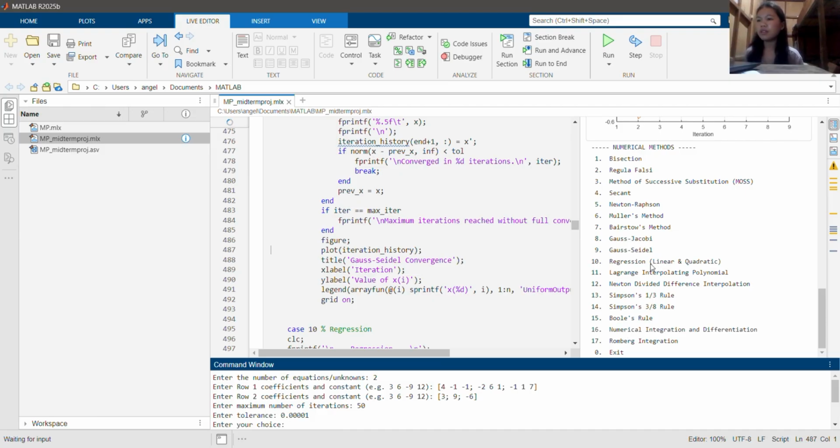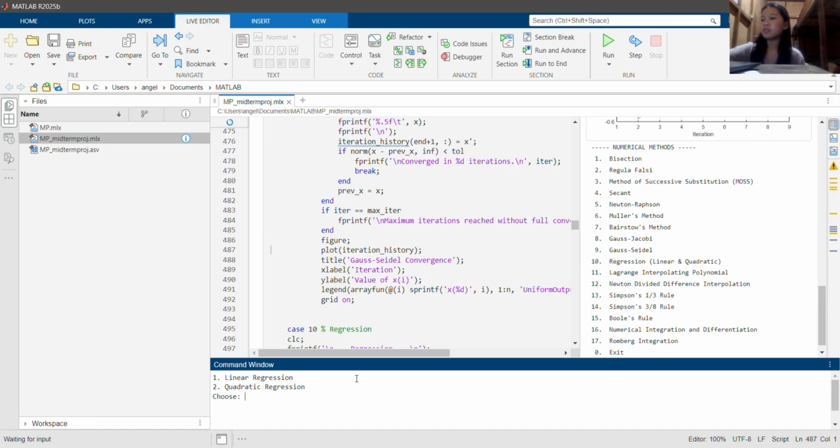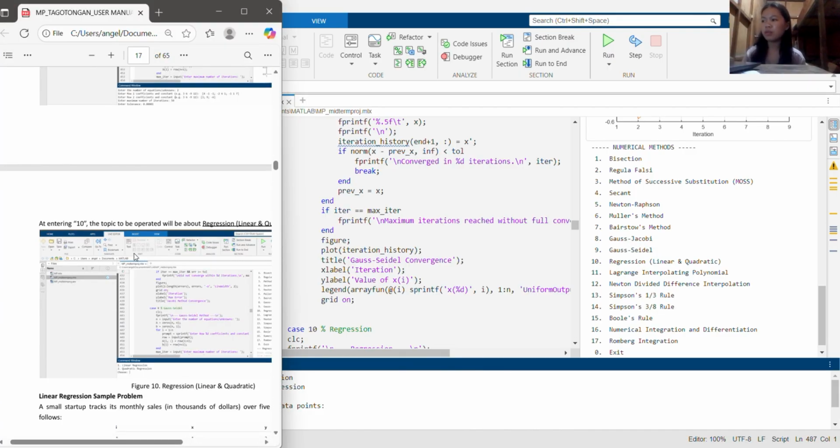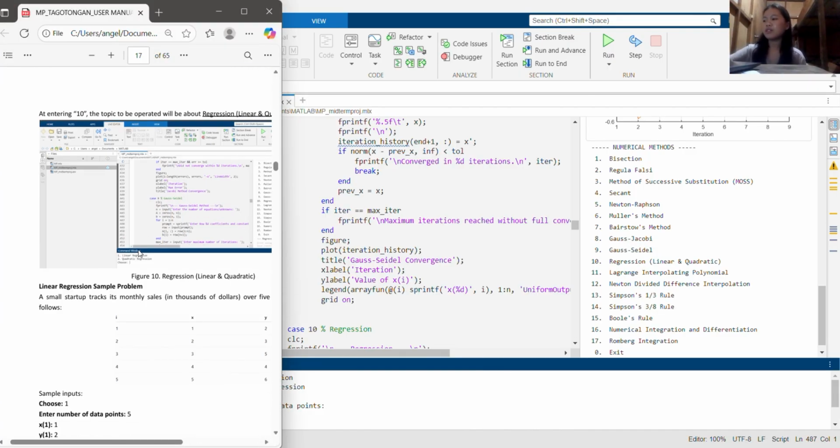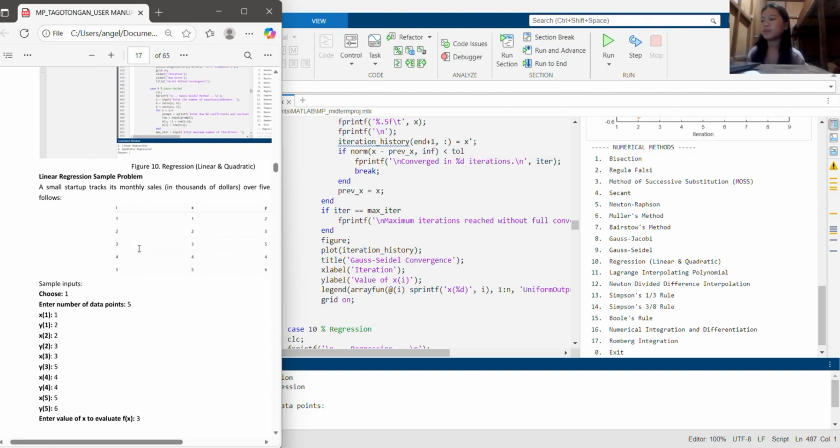Next is the regression. In the regression part, we can solve for our linear and quadratic equations. So enter our choice. We're going to choose whether to solve for linear regression or quadratic regression. We're going to start with linear regression, which is number 1.